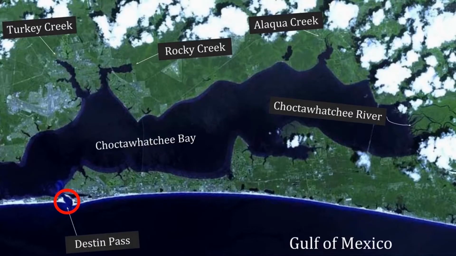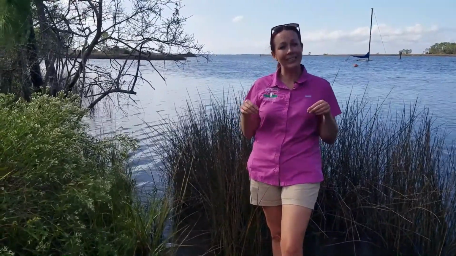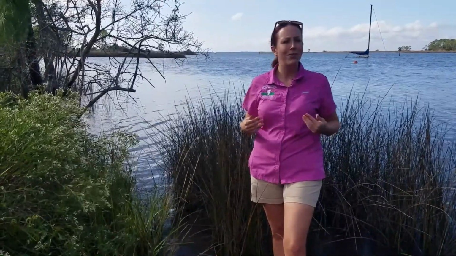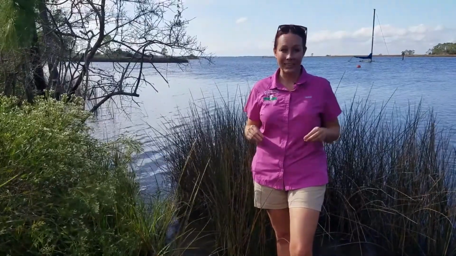The highest salinity levels would be on the west side of the bay where the Destin Pass connects to the Gulf of Mexico to the bay. The lowest salinity levels would be on the east side where the Choctawhatchee River empties into the bay. Do you think all these different areas have the exact same plants and animals? No. Where they are in the bay depends on the salinity levels.